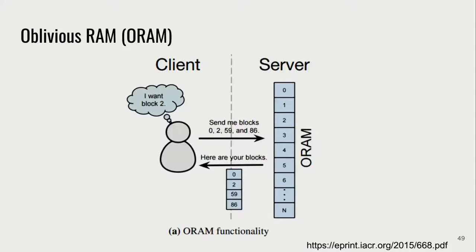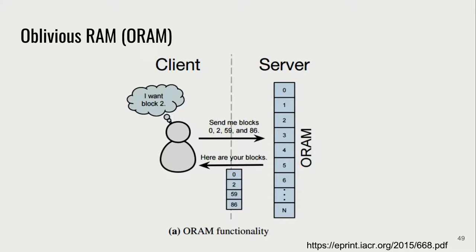Okay, so in an oblivious RAM setup, what you might do is that the server has a bunch of blocks, and so the client will say, I want a particular block, but won't request that specific block precisely. The client instead will request a series of blocks, and therefore the server doesn't actually know which particular block the client wants. So if the client actually wants block 2, they will ask for 0, 2, 59, and 86, and the server will happily respond with all of those blocks. And this is what we call an oblivious RAM.